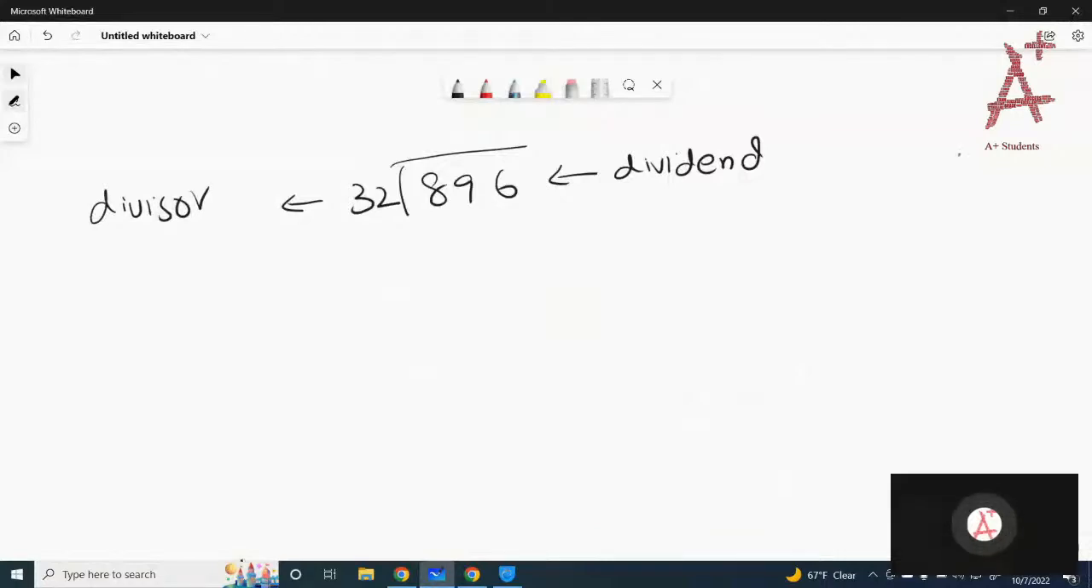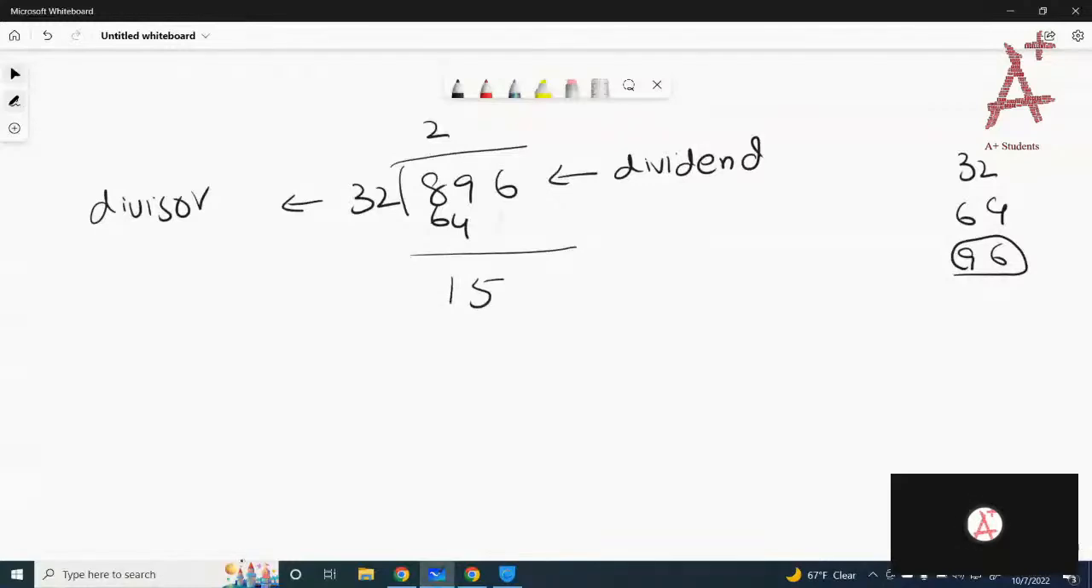Got it? Just 32 times 1 is 32. 32 times 2 is 64. 32 times 3 is 96. So 96 is greater than 89. So we can go for 32 times 2. That would be 64. Got it? So just subtract them. 9 subtract 4 is 5. And 8 subtract 6 is 1.